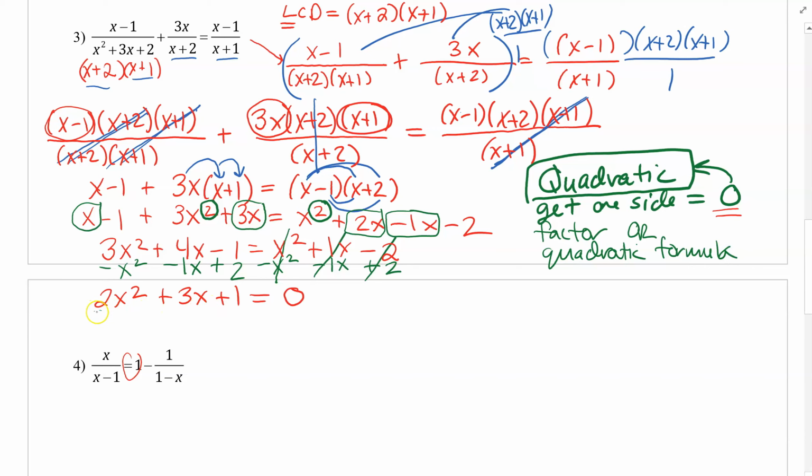I'm thinking this one's factorable though, because I'm noticing that if I do a times c, 2 times 1, I get 2, and my b value is 3, and I'm thinking I can multiply 1 and 2 to get 2 and add them to get 3. So I think this is factorable. So I'm going to go ahead and factor it, but it's got an a value of 2, so I can't just jump straight to the factors. I have to group everything and rewrite 3x as 1x plus 2x. And all of that's equal to 0.